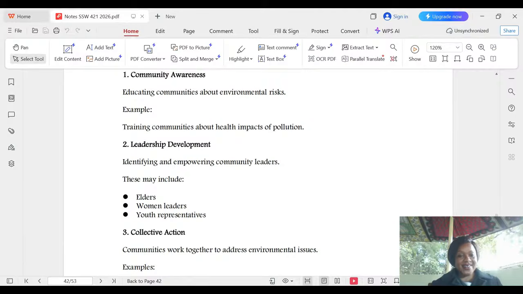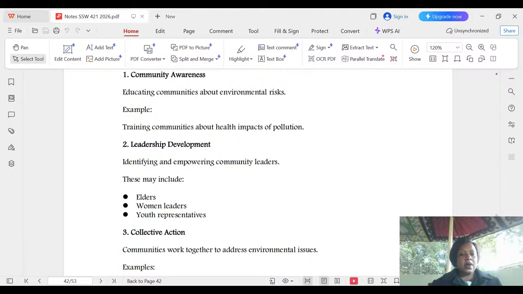Leadership development: identifying and empowering community leaders. Remember, at the very beginning, you penetrate the community using the leadership. The leaders of that community give you entry. They're the door to the community. Now, in this case, we are talking about leaders of this movement, of the advocacy process.